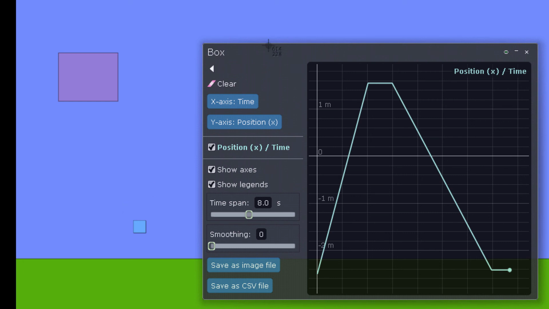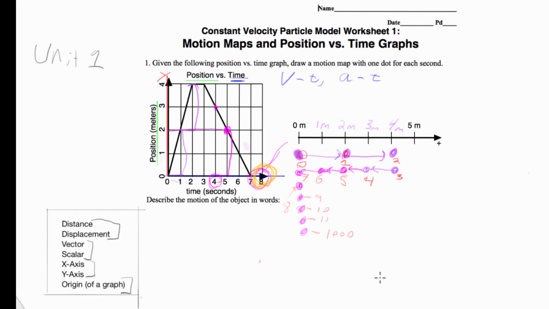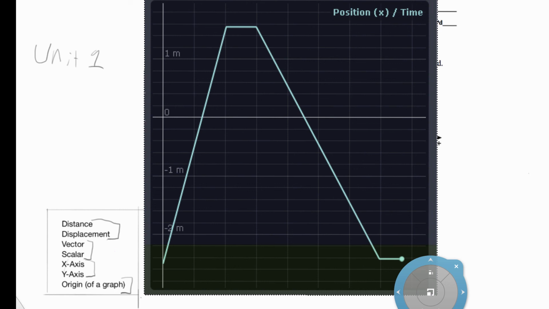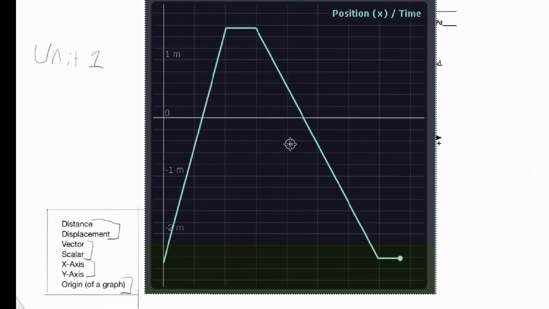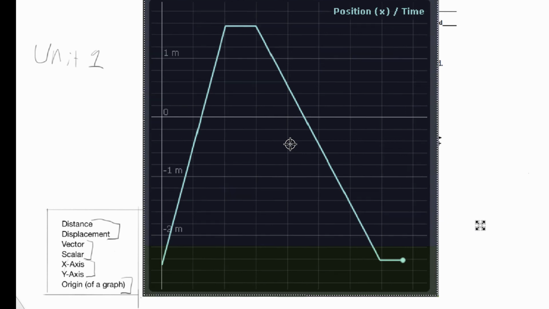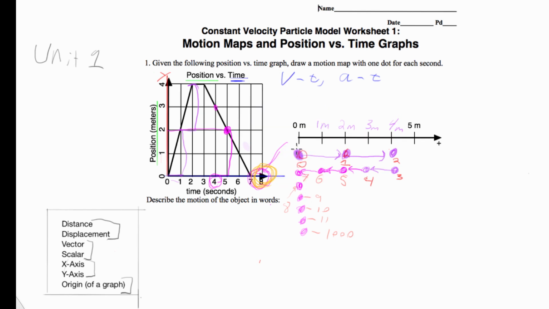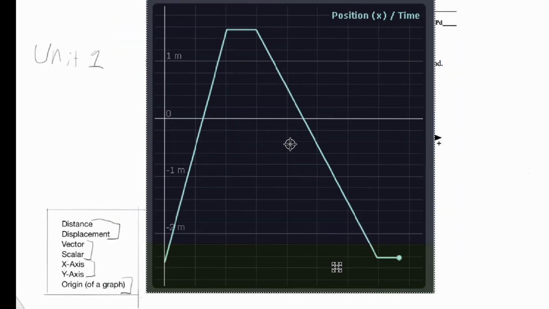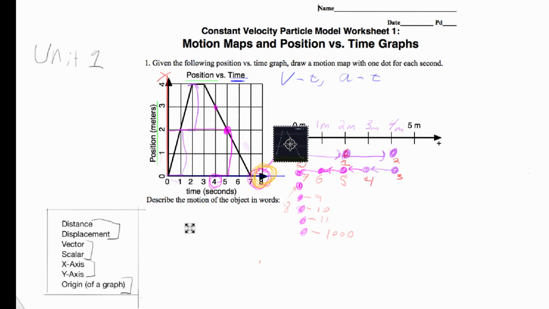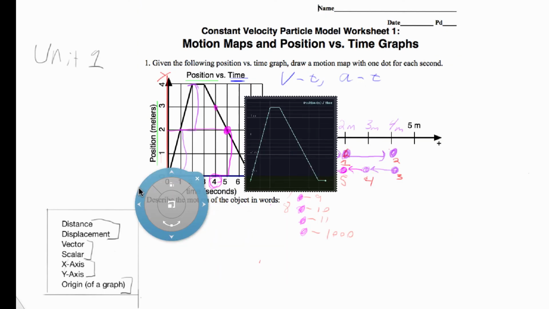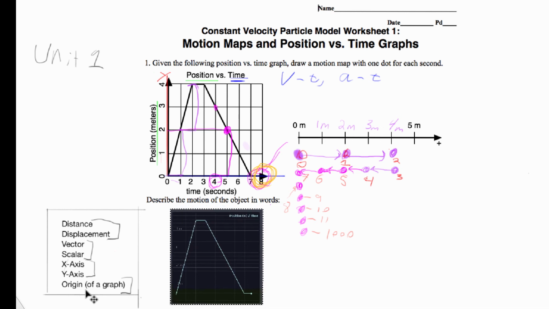I'm going to copy this over, go back to here, and I'm going to look at this. I do want it to be a bit smaller. Smaller. Great. There we go. So I hope you agree that these two shapes are the same.